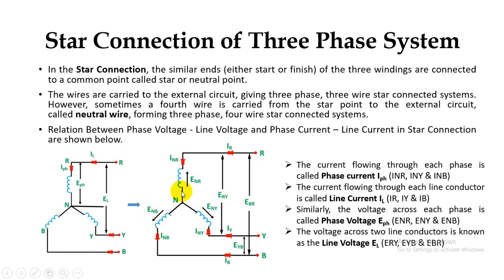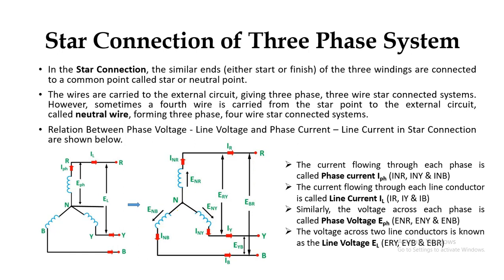Where we are able to see in the diagram, the common point we can call the neutral point, and it is a three-phase, three-wire system. It is a three-phase, four-wire system also. When we consider only three phases, R phase, Y phase, B phase, it will become a three-phase, three-wire system. When we consider, apart from these three phases, the neutral, then the system will become a three-phase, four-wire system. And we are going to analyze the relation between phase quantities and line quantities in star connection.